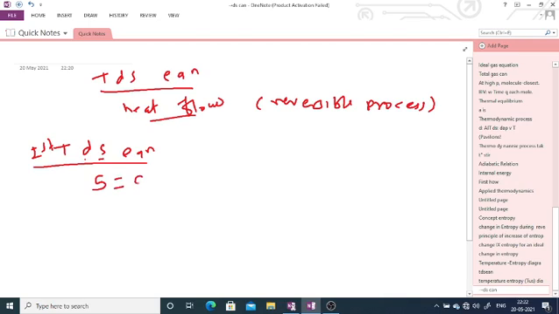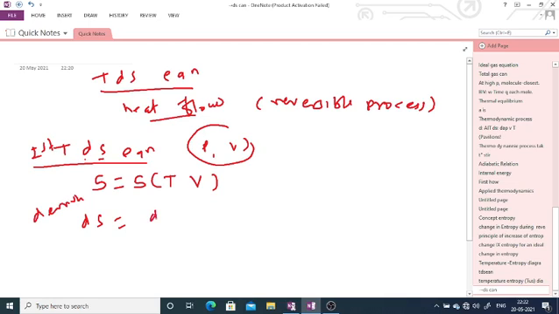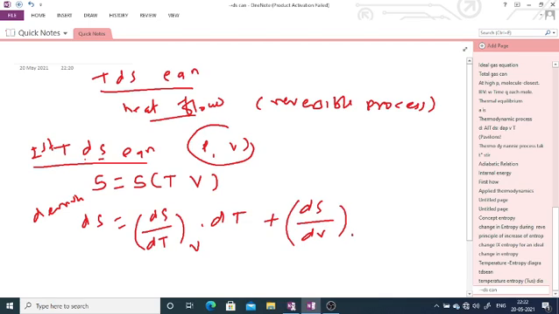So entropy is a function of T. Now T is one variable, and there are two other variables, P and V. You can use one variable in one equation, so in this case we use V. So S is a function of T and V. Now take the derivative: dS is equal to (dS upon dT at constant V) into dT plus (dS upon dV at constant T) into dV.